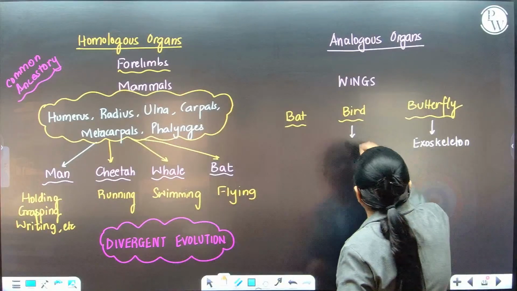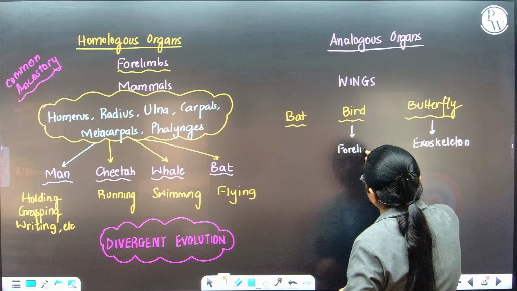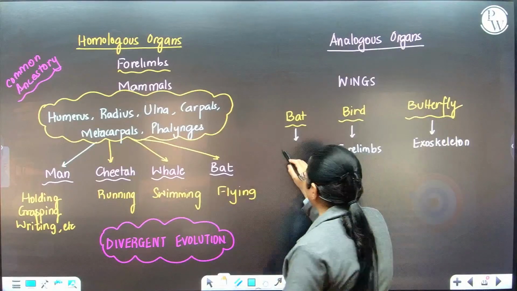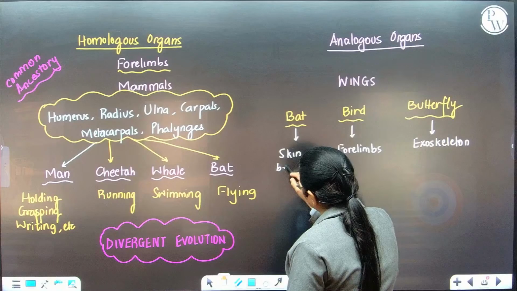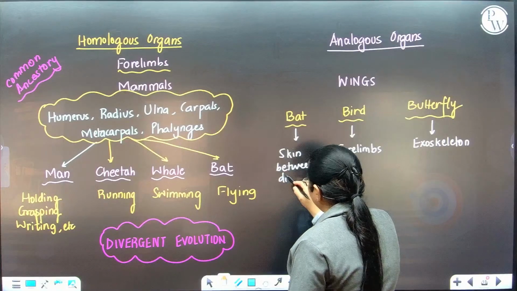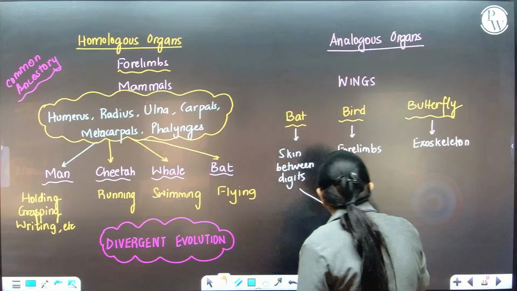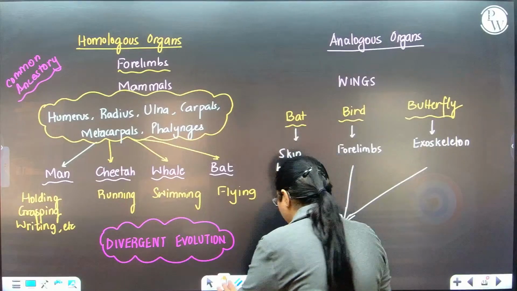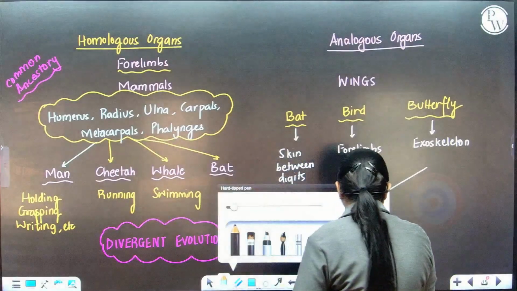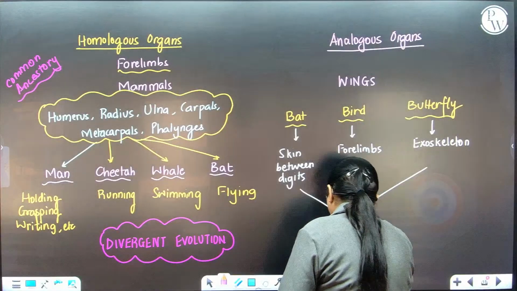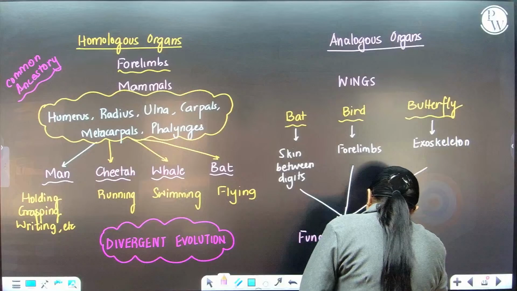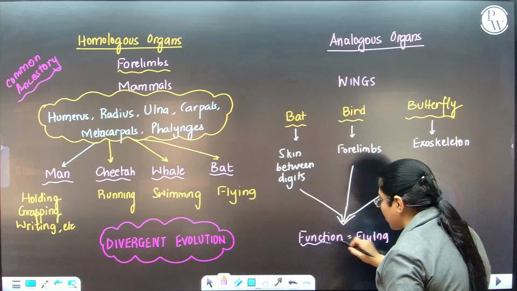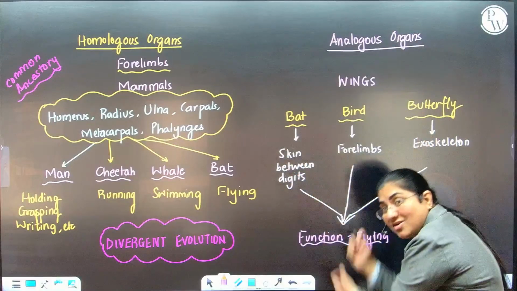When we are talking about birds, it is the forelimbs that are modified to form wings. And when we are talking about bat, it is the skin which is extended between the digits that forms the wings. Now if you see here, all of these have a common function. What is the function? The function is flying. So there are different structures all performing and converging to the same function, that is flying, explaining us convergent evolution.